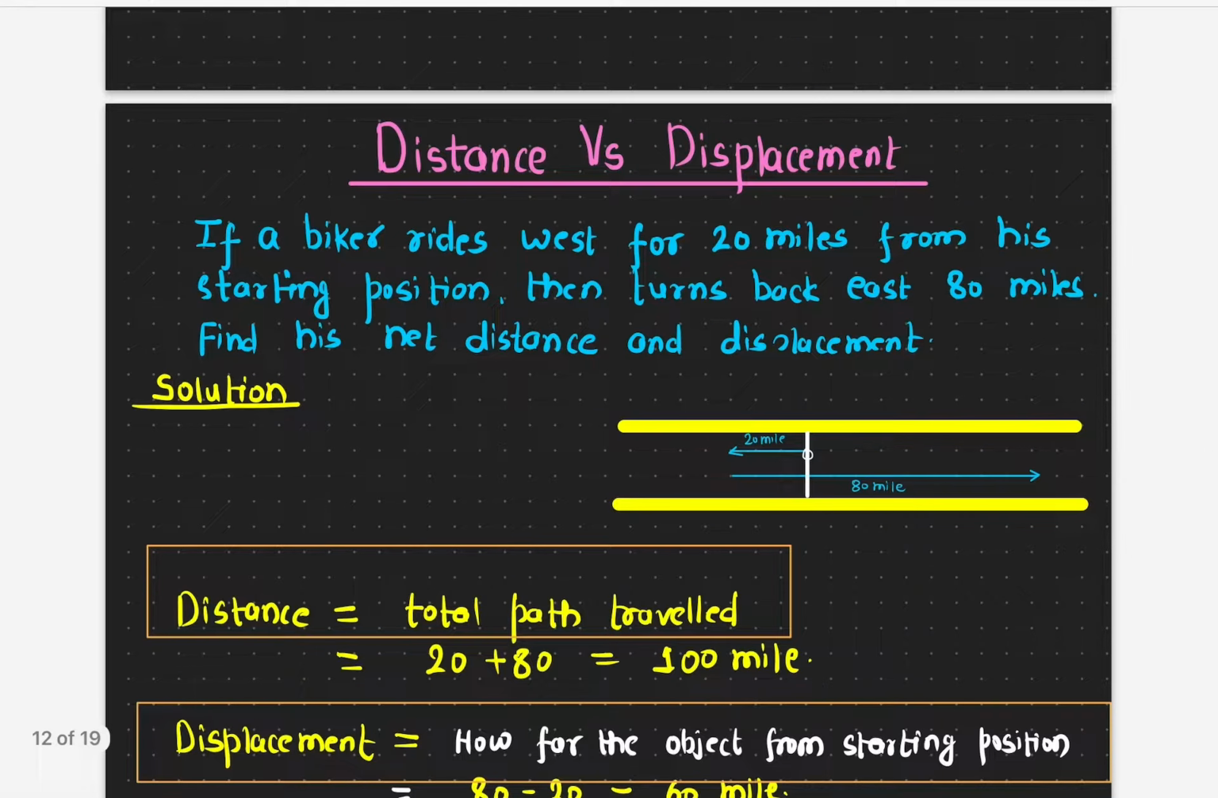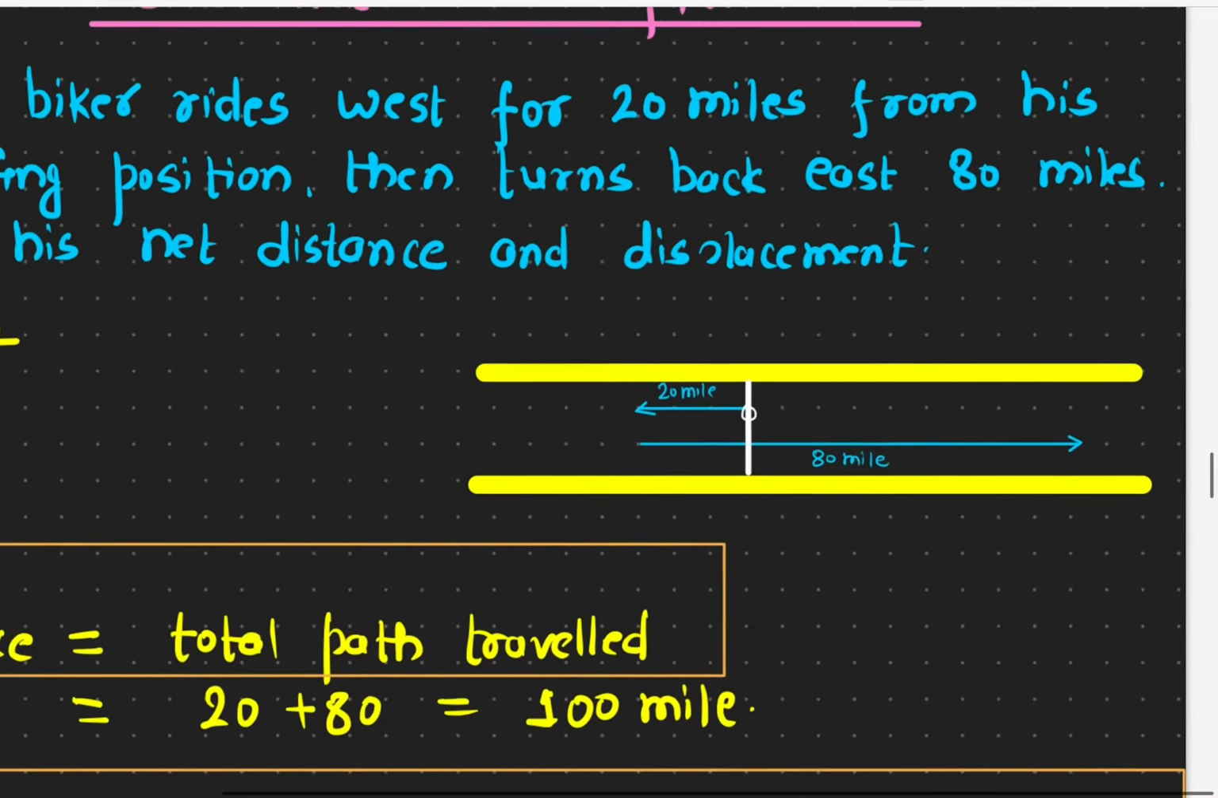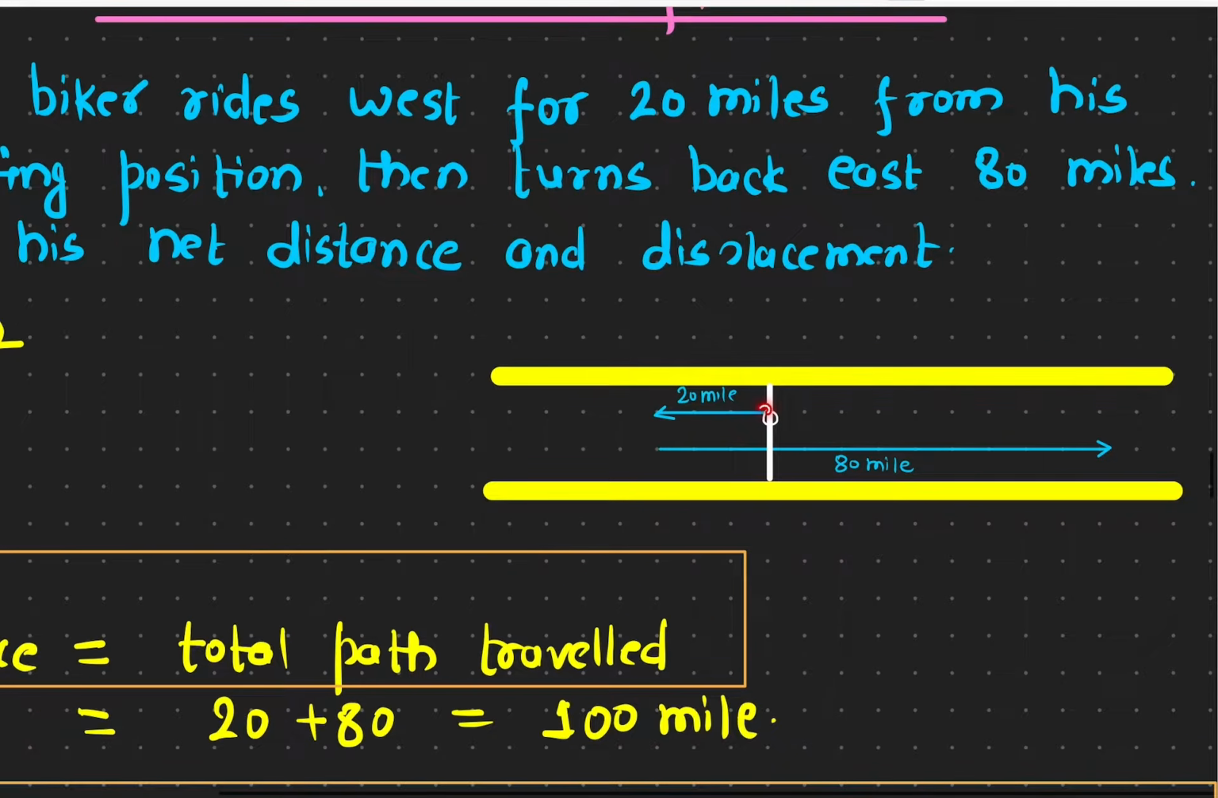In this video, I will discuss how to find the distance and displacement. In this particular example, you have a biker who rides 20 miles west. First he travels 20 miles west and then he turns back and travels 80 miles east.